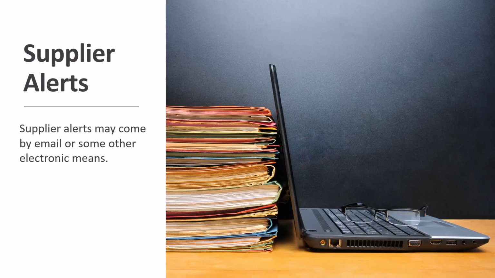Supplier alerts. Supplier alerts are similar to inventory alerts because they provide status information. However, supplier alerts are from the supplier and tell managers when it is time to order new inventory or when shipments may be late. Supplier alerts may come by email or some other electronic means. They are usually preset automatically to a list commonly ordered from the supplier.